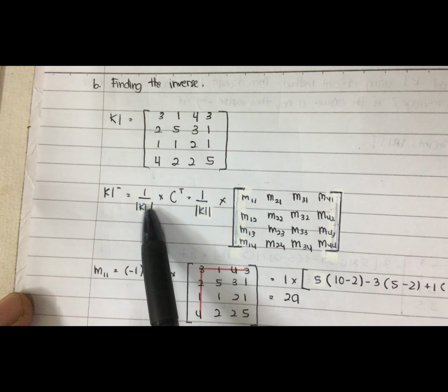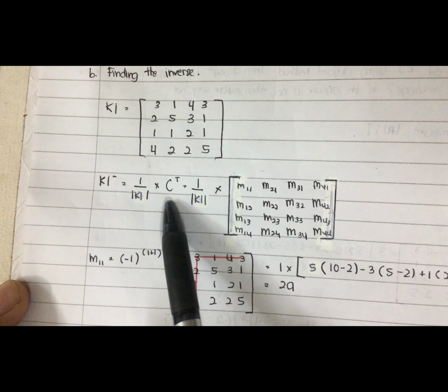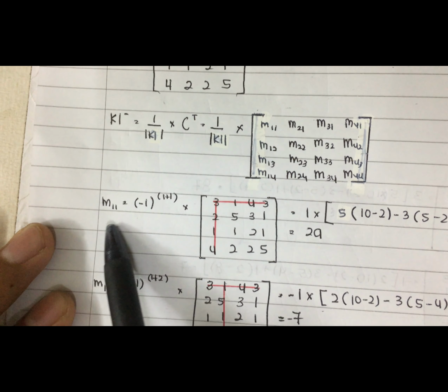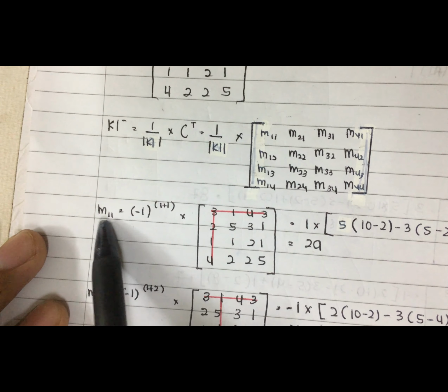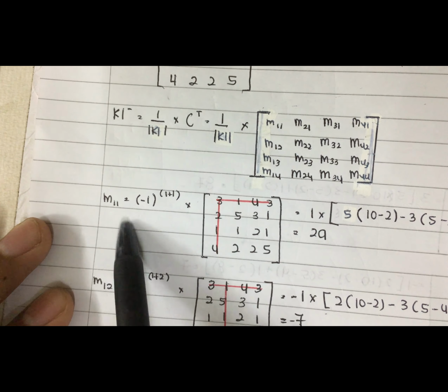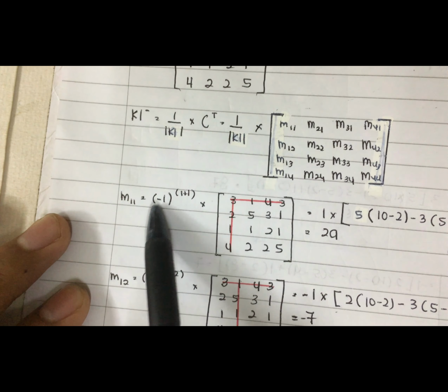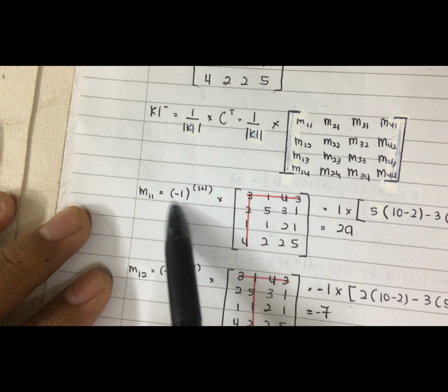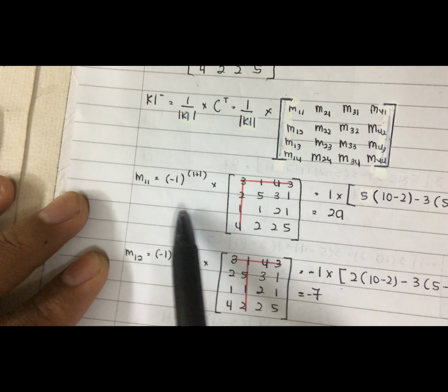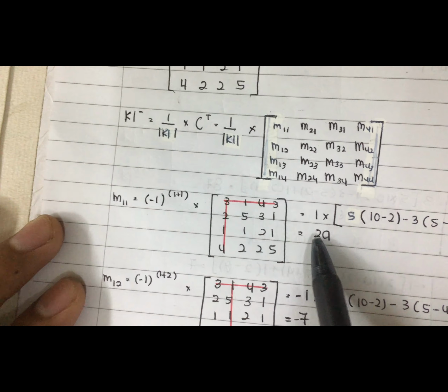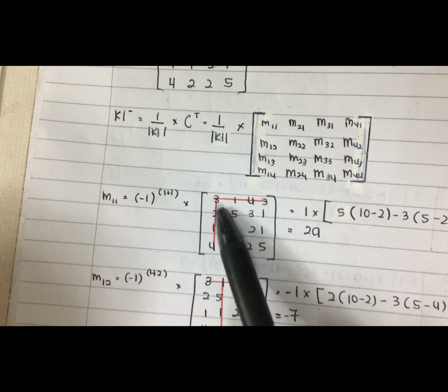K1 inverse equals 1 over the determinant of K1 times K1 transpose. So it's going to be 1 over the K1 determinant, and then we multiply it into the K1 transpose. And now for K1, we are going to find each minor. From here, minor row 1, column 1, we are going to do negative 1 to the power of 1 plus 1. This is because we need to determine whether the position is going to be positive or negative.